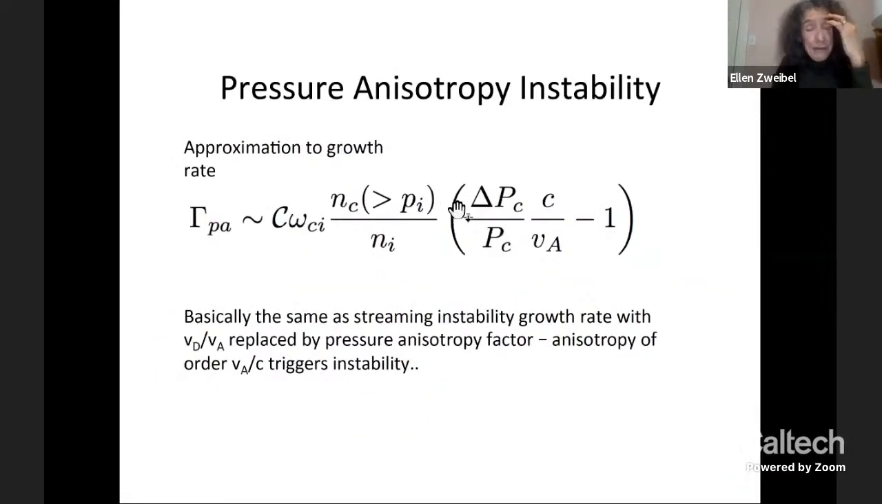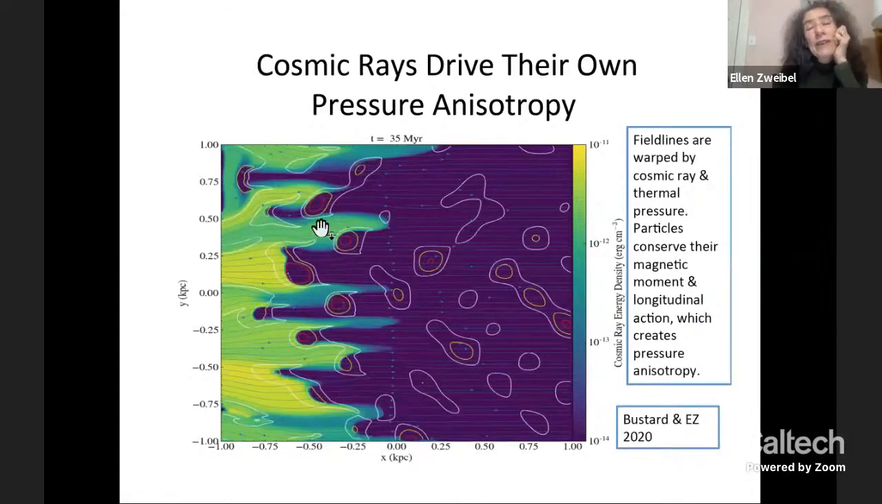The growth rate of the pressure anisotropy instability is actually very similar to that for the drift anisotropy. Pressure anisotropy, namely a difference between the parallel and perpendicular pressures that's only of order the Alfvén speed divided by the speed of light, can be unstable. And the growth rate is similar to the streaming instability growth rate. So cosmic rays in a situation like this bottleneck situation can drive their own pressure anisotropy.